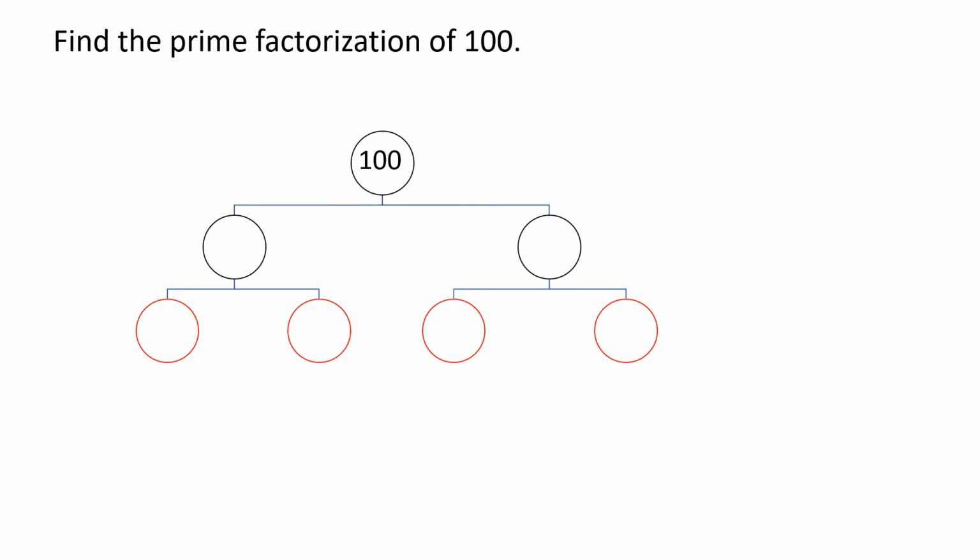Let's try another one. Let's try 100. Two things that multiply together to give me 100. Doesn't matter which two things, it all works out the same, but I'm going to go 25 and 4. So 25 is not prime, it is the product of 5 and 5. Those two are prime numbers. And 4 is not prime, it is the product of 2 and 2. Those are both prime numbers. So 100's prime factorization is 2 times 2 times 5 times 5.